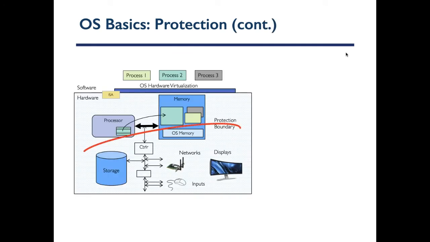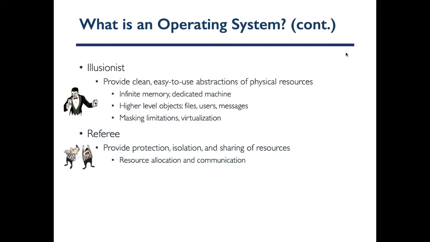The protection layer, the protection boundary, if you wish, is something along these lines. So basically, we want to protect the operating system's memory and all the hardware from the processes. And the only things that they could, in a restricted way, access are going to be the processor and their memory. So, yeah, we talked about these.